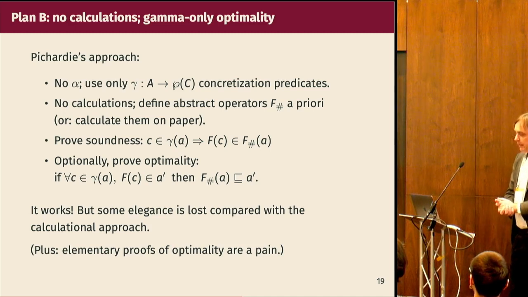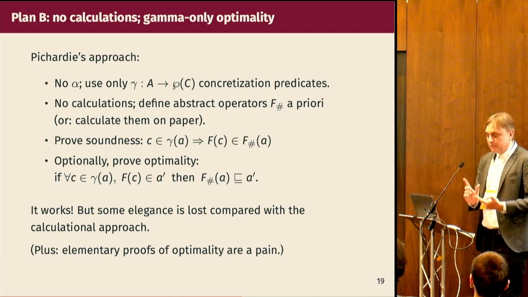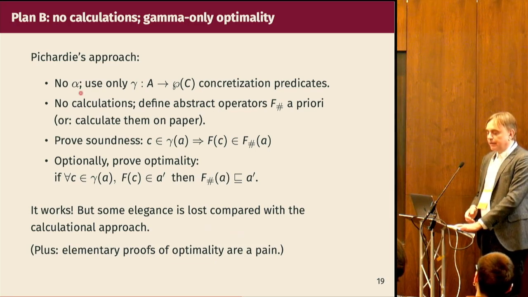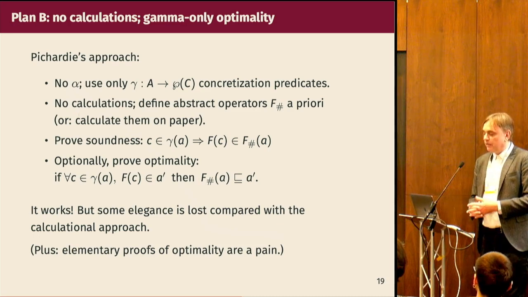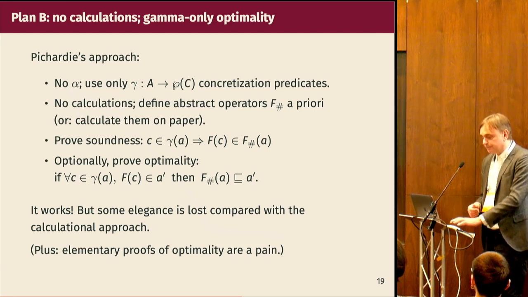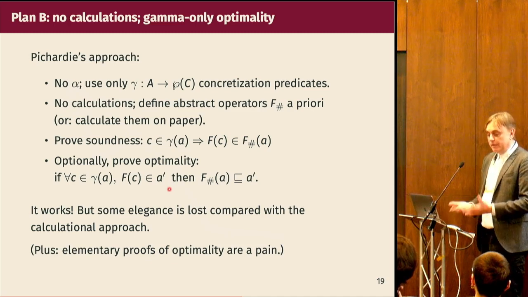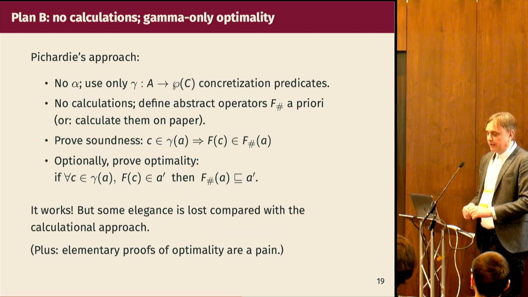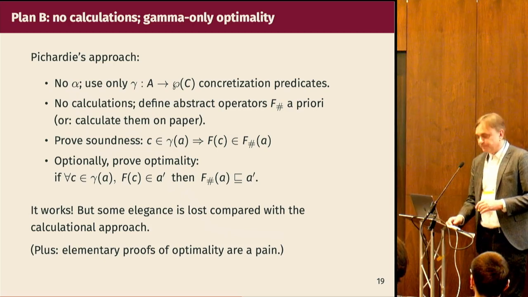Okay, so there was a plan B, which is Pichardie's approach, which is no calculation and gamma only, but you can do optimality proofs using gammas only. So you lose calculations. You need to define your abstract operators F# a priori, or calculate them on paper, and then transcribe them in the proof assistant. You need to prove soundness. But optionally, you can prove optimality just with gammas. It's just a little bit of a pain, and it works. But some elegance is lost compared with the calculational approach.